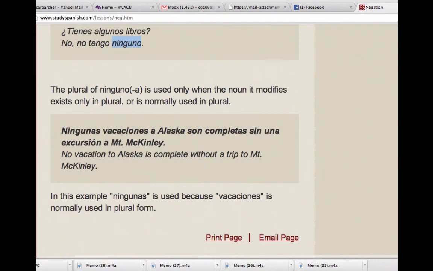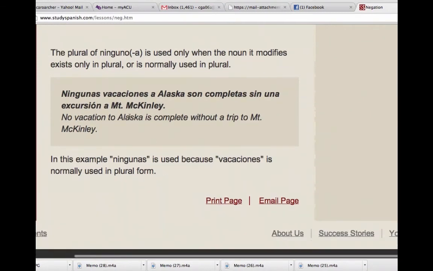The plural of ninguno or ningunas is used only when the noun that it modifies exists only in plural or is normally used in plural, okay? For example, vacaciones is always used in the plural, okay? Ningunas vacaciones a Alaska son completas sin una excursión a Mount McKinley, okay? So ningunas vacaciones, okay? No vacation to Alaska is complete without a trip to Mount McKinley. In this example, ningunas is used because vacaciones is normally used in the plural form. We don't say vacación, okay? Vacaciones is always plural.